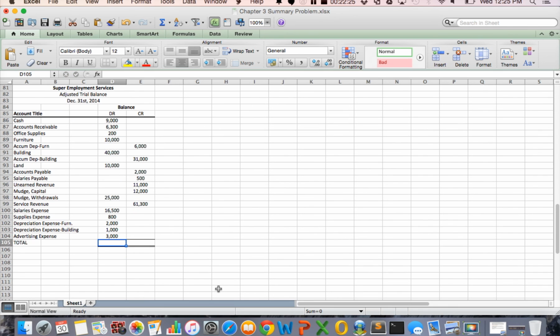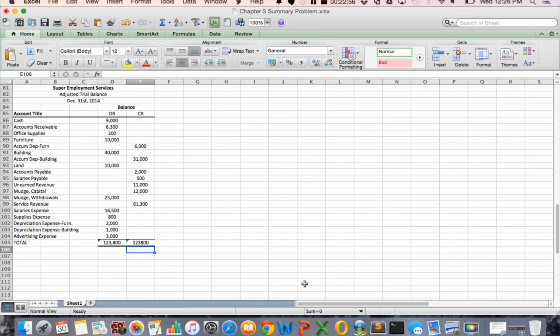So now that I've put all those in there, I check to make sure that this is right. The easiest way to check, this won't guarantee that it's right, but it gives me a pretty good idea, is I'm just going to add up all the debits, then I'm going to add up all the credits, and they should balance. Okay, so 123,800 and 123,800.